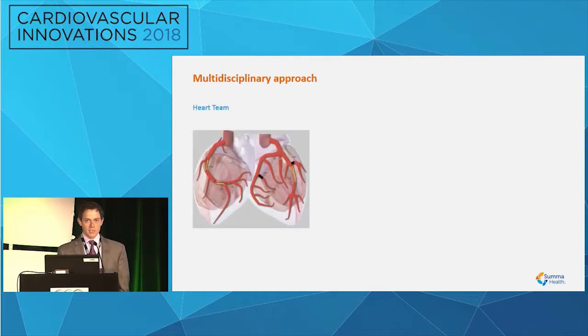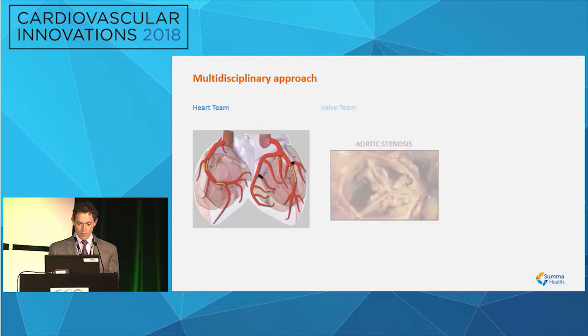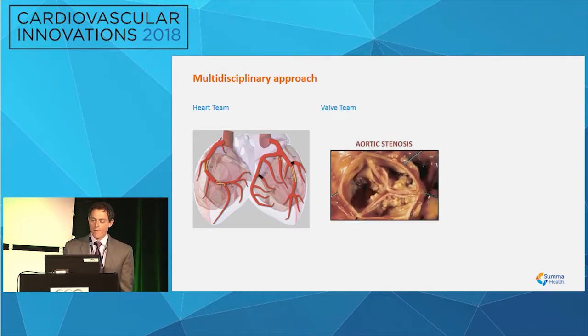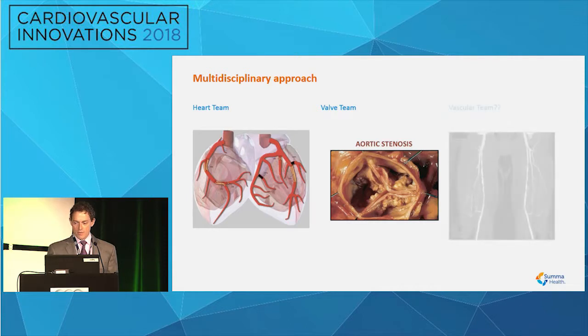So, class 1 indication for patients with multivessel coronary disease, you take a heart team approach. You get a cardiothoracic surgeon, interventional cardiologist together, you get the patient's cardiologist in the room, you talk about the best approach for the patient to try to optimize their outcome. Same with valves. Aortic stenosis, TAVR has revolutionized the way we approach valve disease in these patients. And so you put together a valve team, you get together a cardiothoracic surgeon, you get together a cardiologist, and you try to optimize the patient.